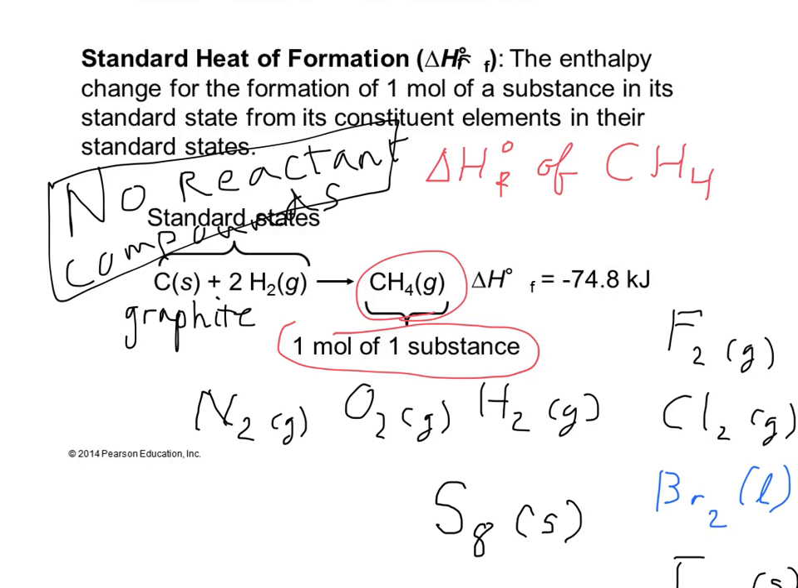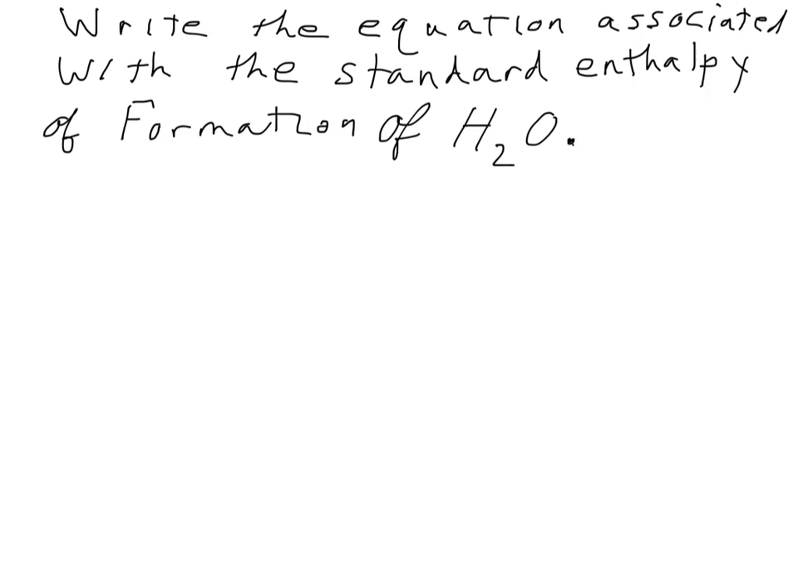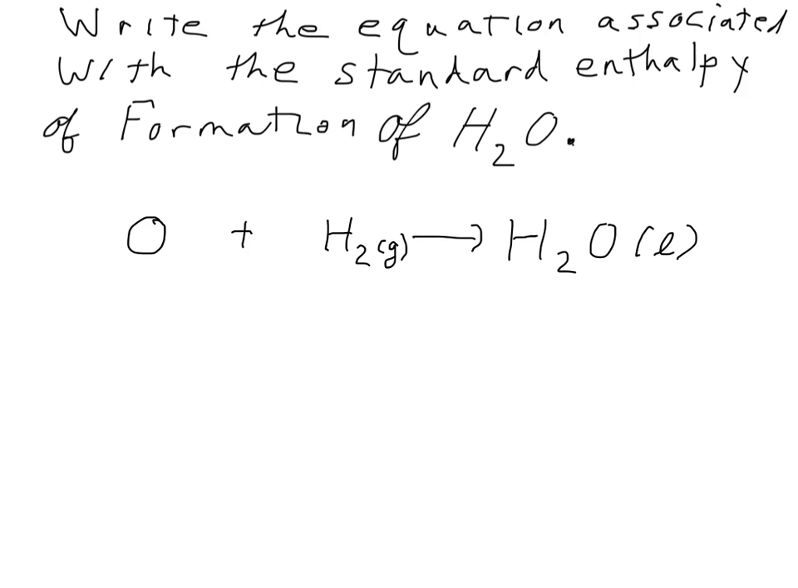All right, let's take a look at some examples here. Write the equation associated with the standard enthalpy of formation of water. All right, think of our definition. First, we can only form 1 mole of product. So we know we're going to form water. What's water's standard state? Liquid. So we want to form 1 mole of liquid water. We have to form it from its elements. So we have to form it from hydrogen gas and what's oxygen's standard state? It's a diatomic gas as well.